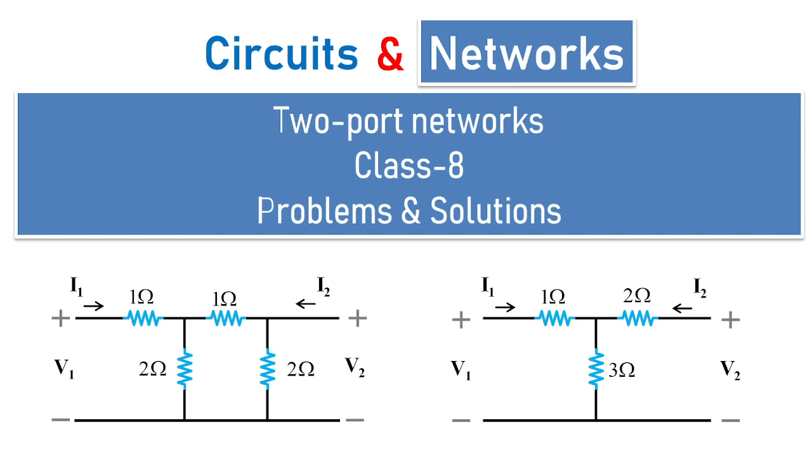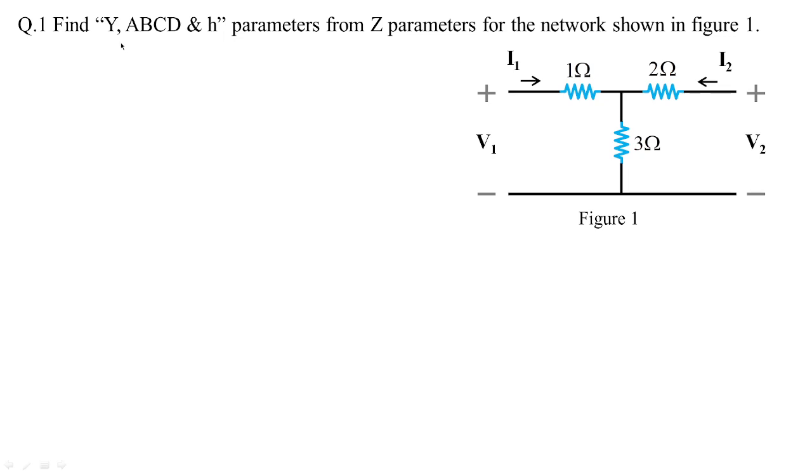Okay. So let us begin with the first problem. Find Y parameters, ABCD parameters, and H parameters from Z parameters for the network shown in figure 1. Here you can see we have a T network with input voltage, input current, and output voltage, output current. For this, we need to find the different parameters, that is admittance parameters, transmission parameters, and hybrid parameters, and we need to obtain them from Z parameters. Here I am going to teach you the exact solution as well as the conversion technique.